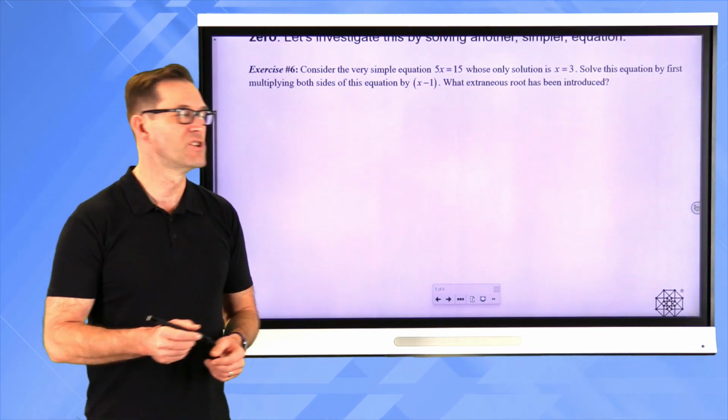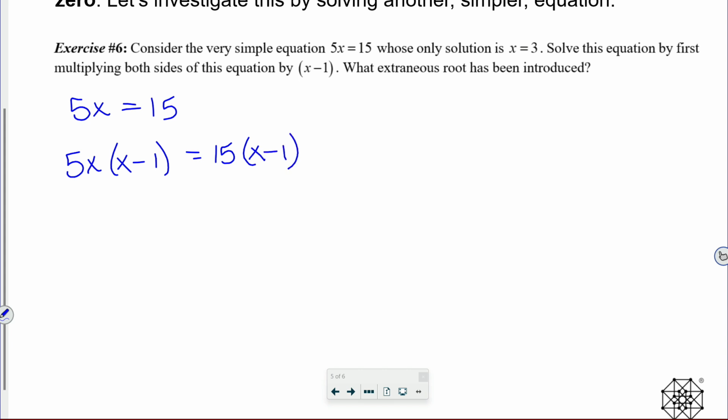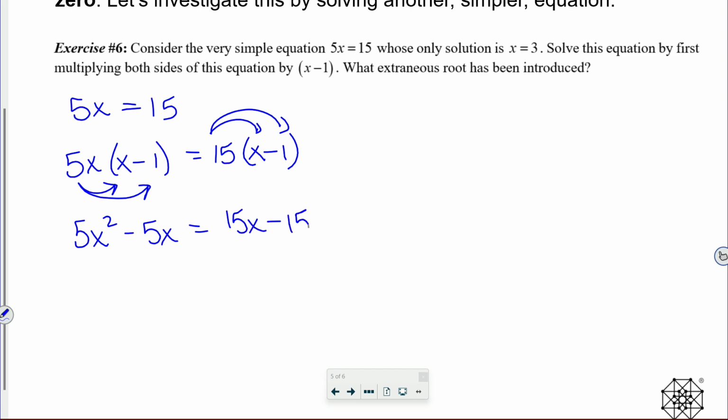All right, let's do it. So here we go. We've got 5x equals 15. Now I'll do 5x times x minus 1 is equal to 15 times x minus 1. I'll distribute here, and I'll get 5x squared minus 5x equals, distribute here, 15x minus 15.